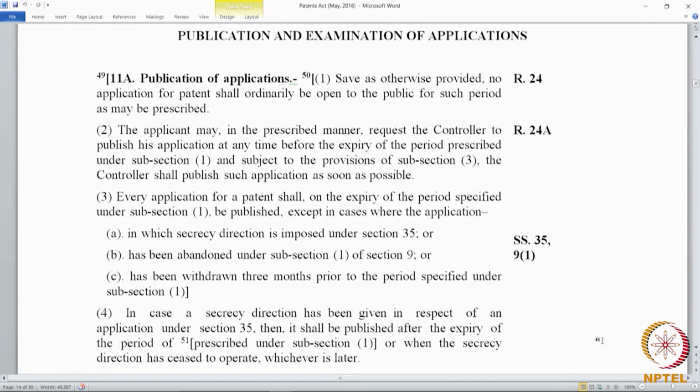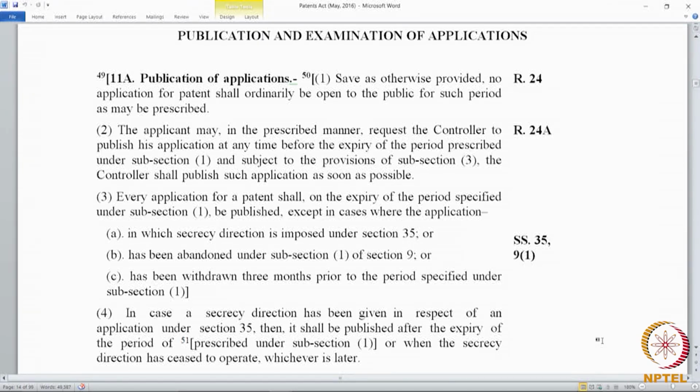So, apart from these, officially the patent office takes up the application for scrutiny only after the publication of the application. So, 11A1 states, save as otherwise provided, no application for patent shall ordinarily be open to public for such period as may be prescribed. Now, again we have the prescriptions coming in. What is that such period? You will find it in rule 24, and rule 24 is conveniently cross referenced there. So, this period is 18 months from the date of filing the application.